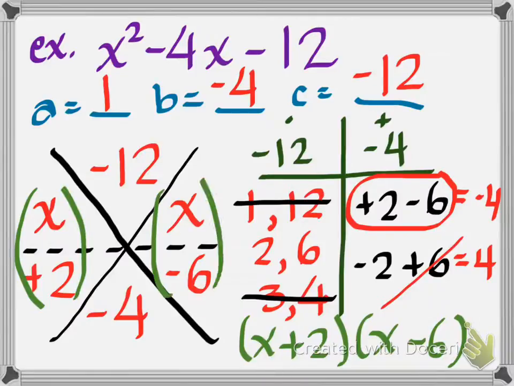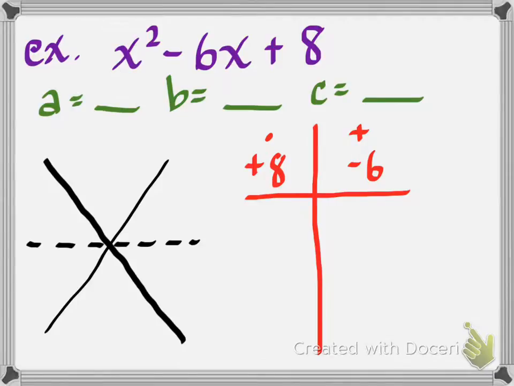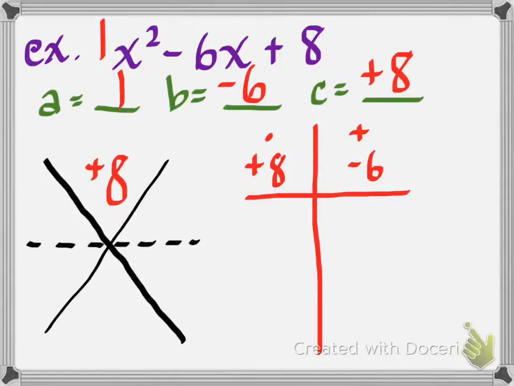From inside my snowflake. Okay, let's try one more just for extra practice. Let's ABC this. A is 1, B is negative 6, C is positive 8. Top of my snowflake is 8 times a 1, positive. On the bottom is B, which is a negative 6. Above my dotted line, AX, X, X, which is just 1, 1.